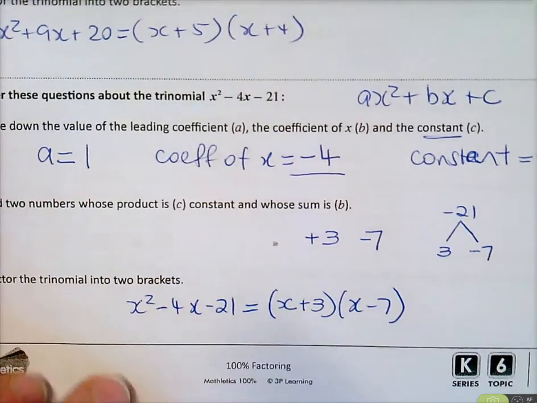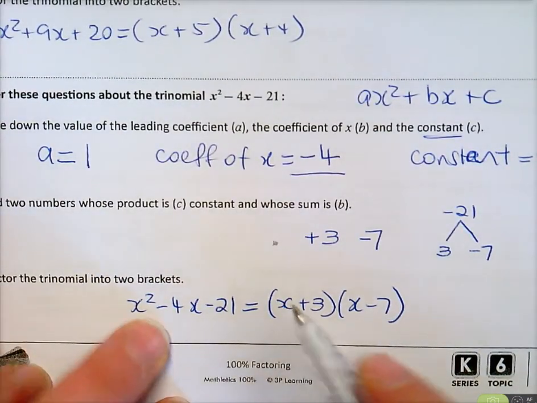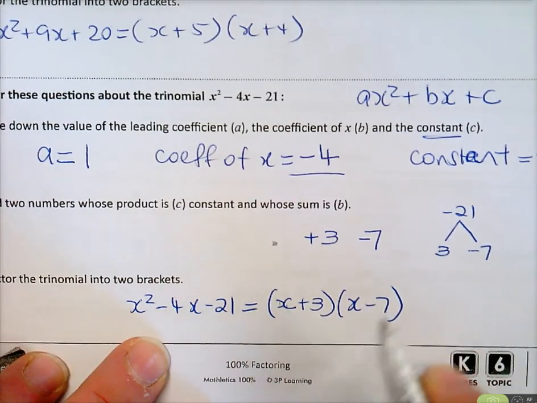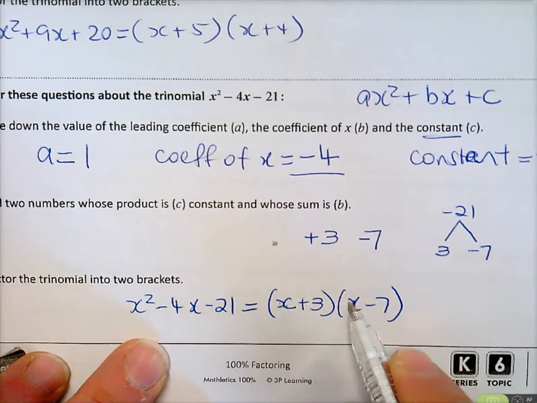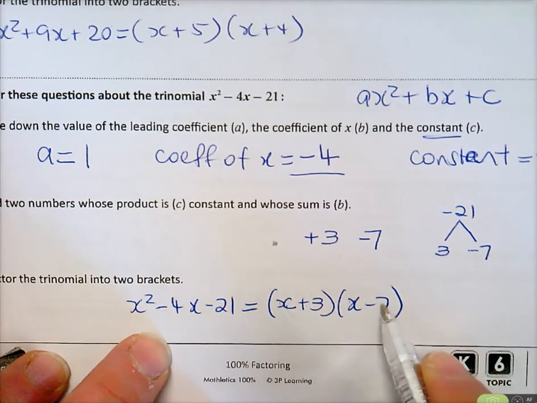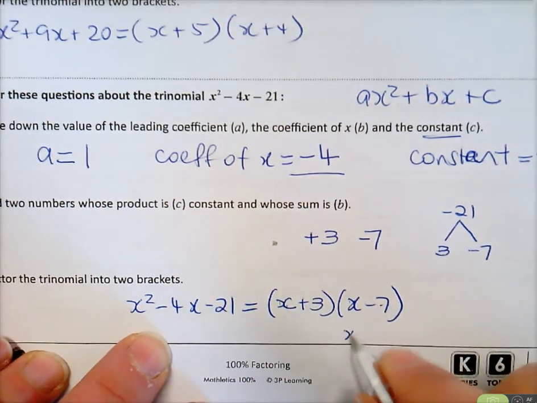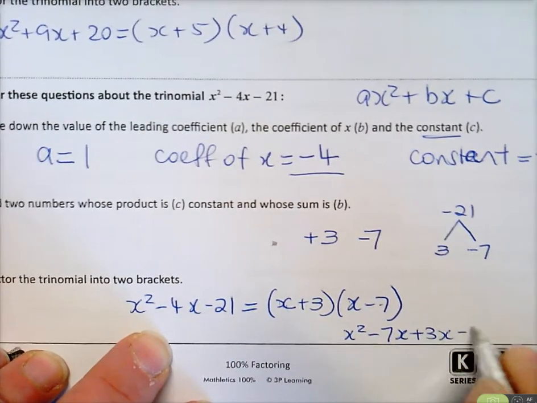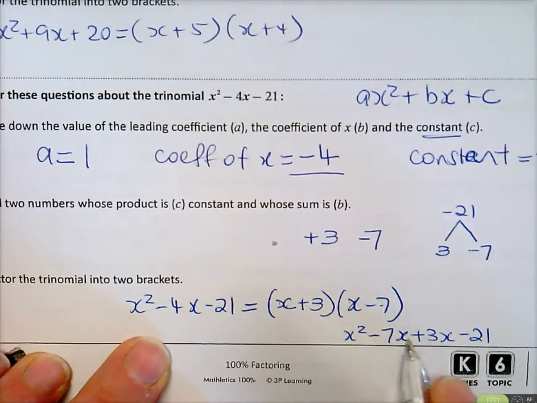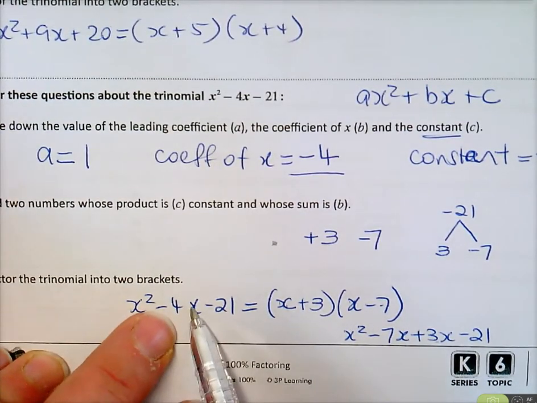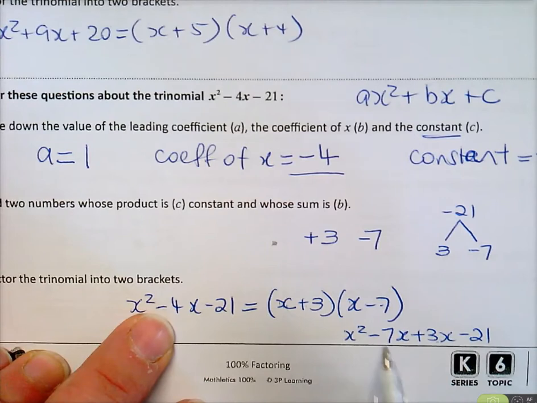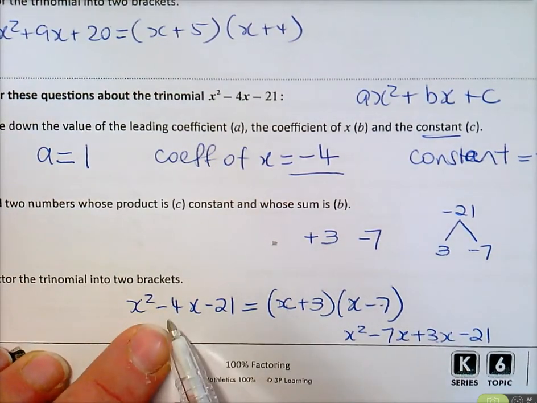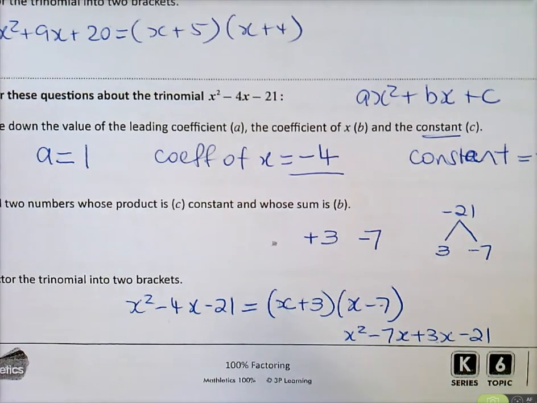Let's check. To check, you expand. x squared minus 7x plus 3x minus 21. Do you see that? Minus 7x plus 3x will give me minus 4x. But if you go plus 7 minus 3, that gives you plus 4x here. All right?